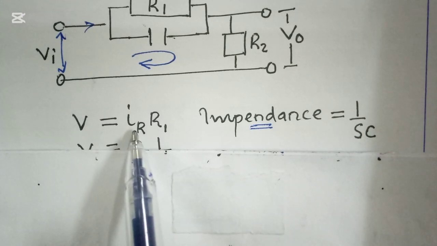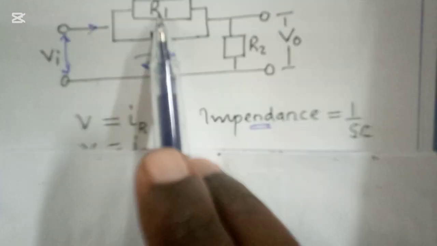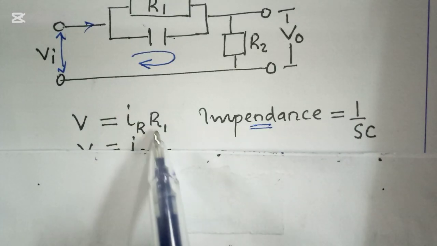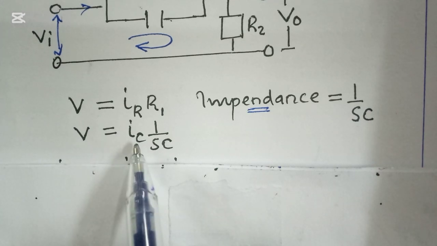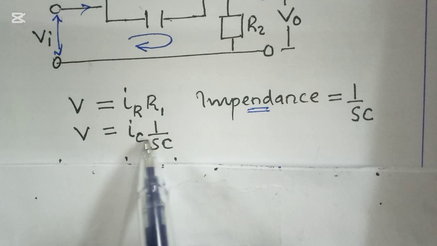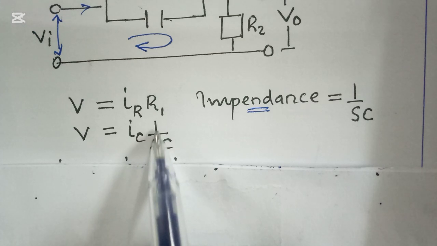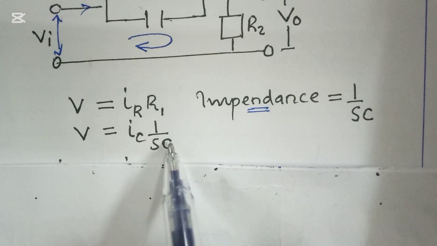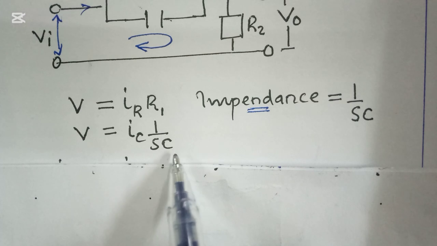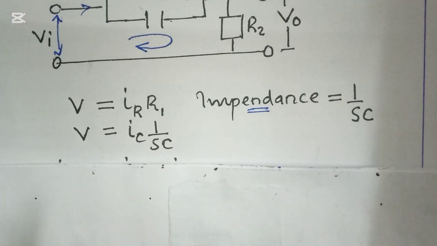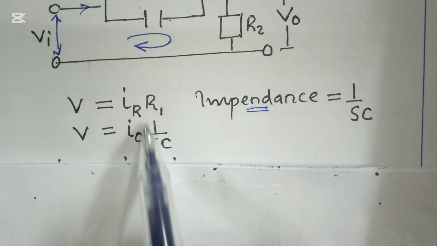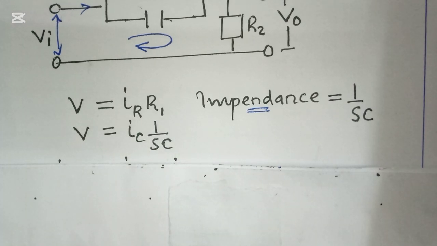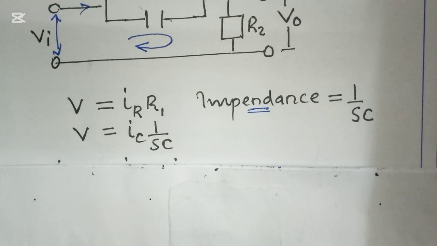And for the current across R, we shall have I_R R1. Therefore, for the voltage across the capacitor, we have I_C over 1 over SC, that is 1 over SC. We are saying this is the impedance. It is actually the opposition to the current, and it is equivalent to resistance in DC. But remember, this one is taken in AC circuits. And so we continue.